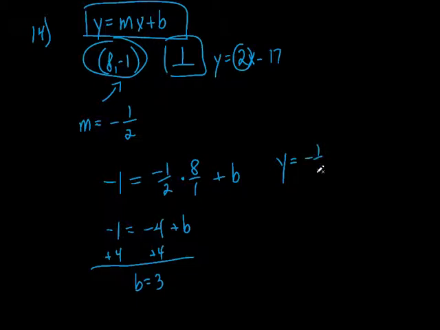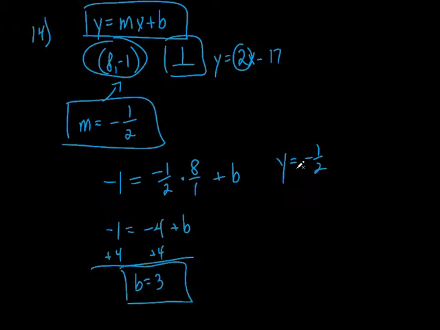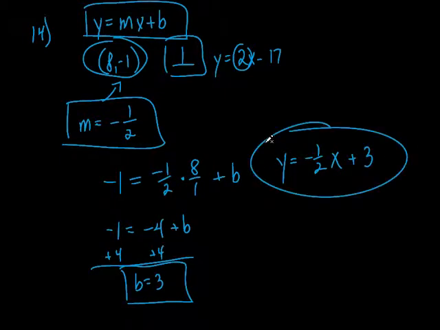It's negative 1 over 2, right? All right, there's the m, and there's the b. So y equals negative 1/2 x plus b. What's my b? It's 3, and that's the answer right there.